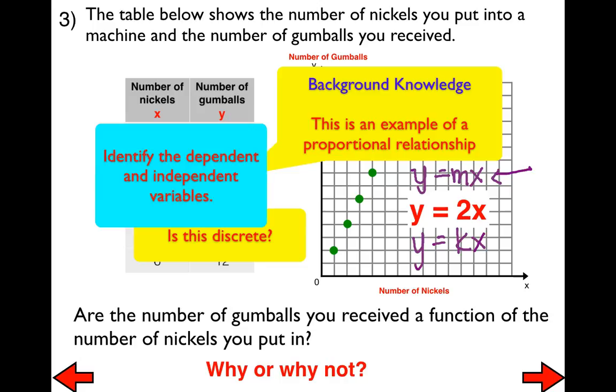Now let's talk about which variables are independent and which ones are dependent. Well, first of all, you have to think of, how many gumballs can you get? That is going to depend on how much money you put into the machine. So I'm going to say the number of gumballs depends on the number of nickels you put in. So therefore, this is your independent variable and this is your dependent variable.